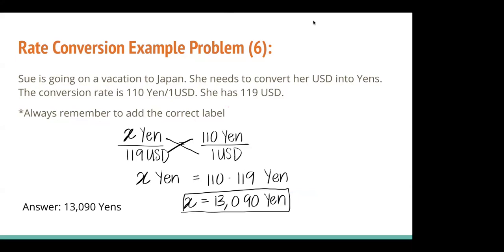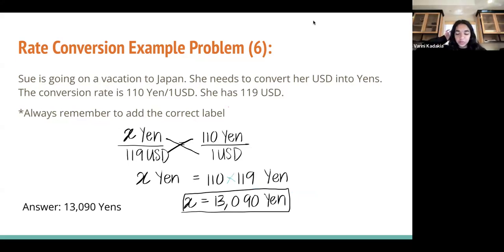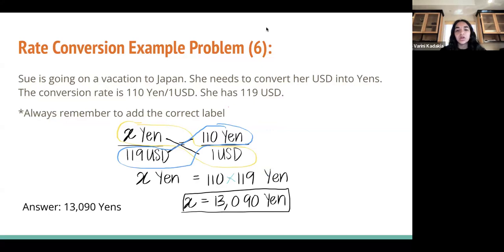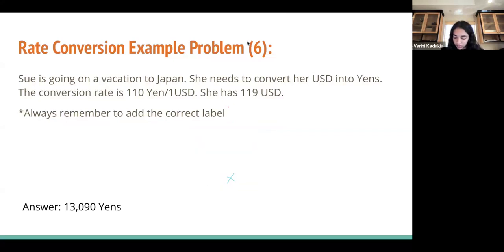Do you multiply the x times 1? Yeah, so you cross multiply. You're going to multiply this x by 1, and then you're going to multiply this 110 by 119. Does that make sense? Whatever way is easier for you, you can use that way. But there are two ways to do it.